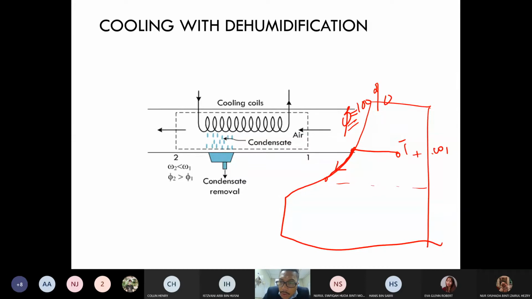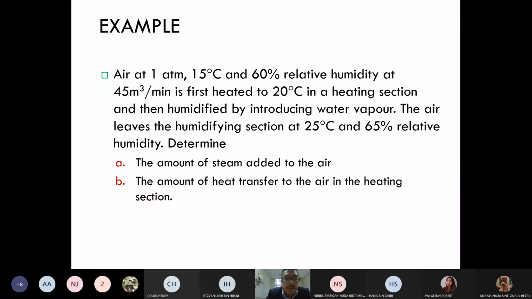And then from here omega 1 will be decreased to omega 2 because condensation occurs, until it reaches the T2 section, where T2 is less than T1. In this condition, omega will be decreased, and the relative humidity will be higher than the relative humidity at T1. Why? Because in this condition it is already in the saturated condition, on the saturated line, where relative humidity is equal to 100%.